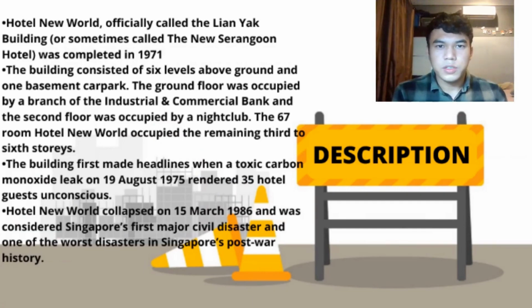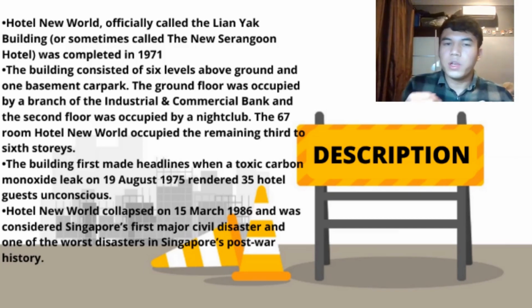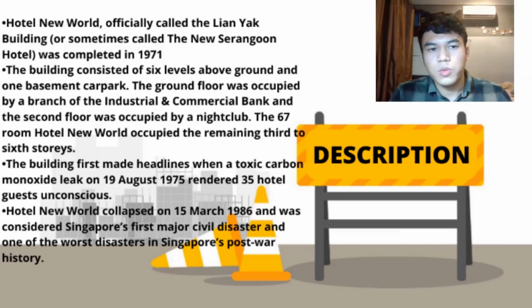Continuing on, the Hotel New World was previously called the Lian Yak Building, or sometimes the Saranggun Hotel, and the building was completed in 1971. The building consisted of 6 levels above ground and 1 basement car park. The ground floor was occupied by a branch of the Industrial and Commercial Bank, and the second floor was occupied by a nightclub called the Universal Neptune Nightclub. The third to 6th floors were occupied by the rooms of the Hotel New World, which had exactly 67 rooms.